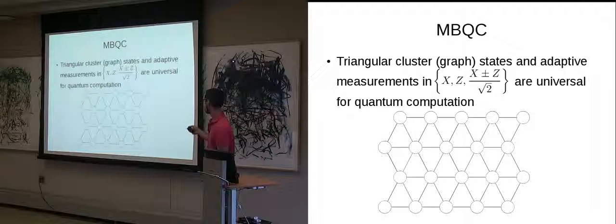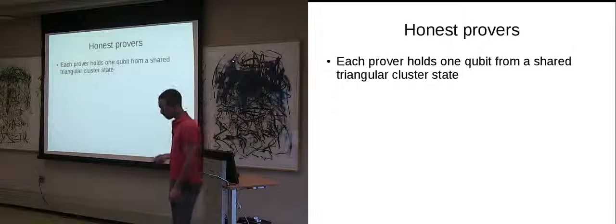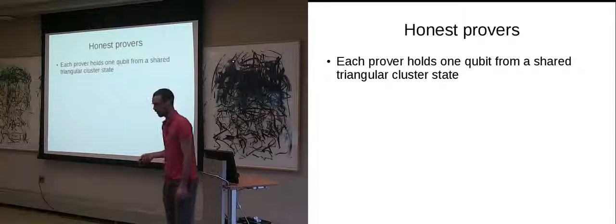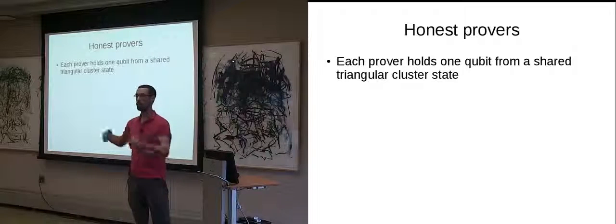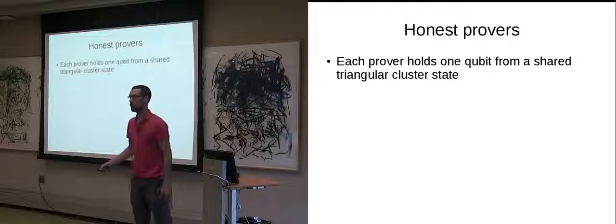Now, let's keep in mind the things that we need. We have to have these measurements, and we need to have this graph state. Okay, so let's just talk about the calculate part. How do we translate that measurement-based quantum computation into something that you can do with some provers which are out there? It's actually quite straightforward.